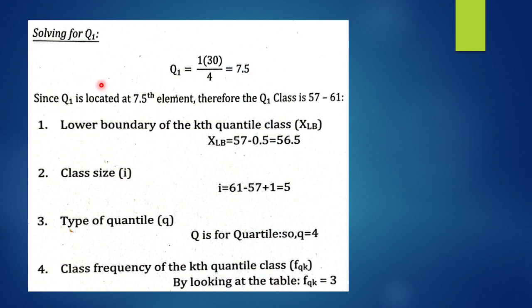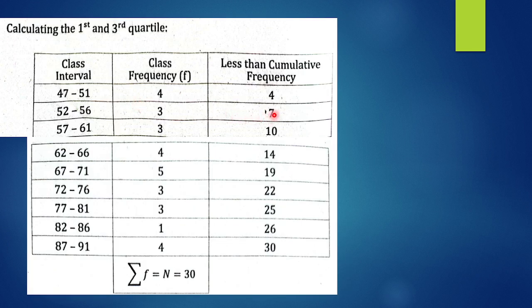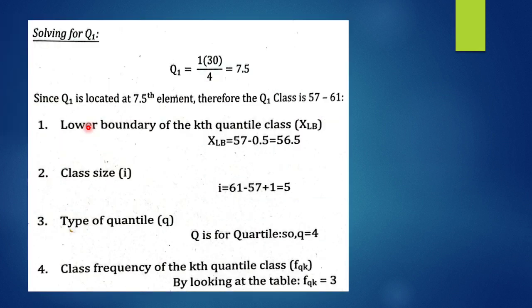So since Q1 is located at the 7.5th element, therefore the Q1 class is 57 to 61. You probably know how. So 7.5 should be here. If it were just 7, it would be short, so since it is 7.5, it goes to 10. Okay? So 57 to 61 is our class interval for the quartile 1.